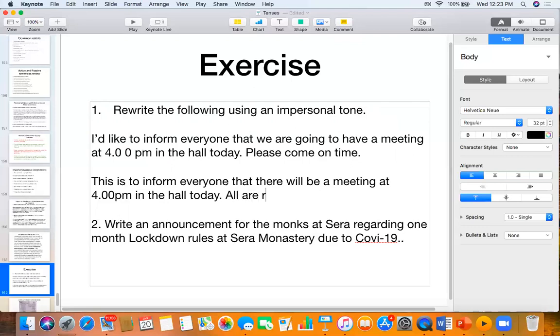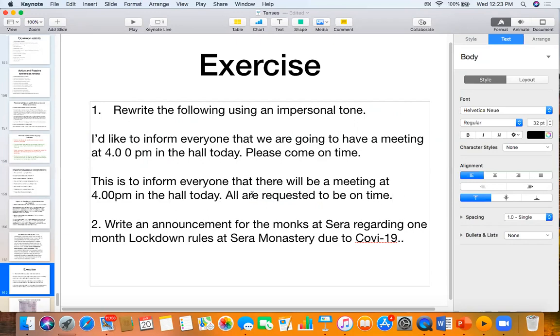All are requested to be on time. See the thing here, they all are requested: it's passive. All are requested to be on time. So: this is to inform everyone that there will be a meeting at 4 p.m. in the hall today. All are requested to be on time.